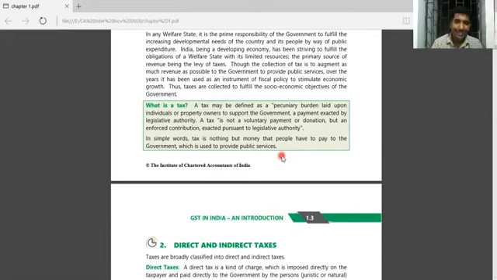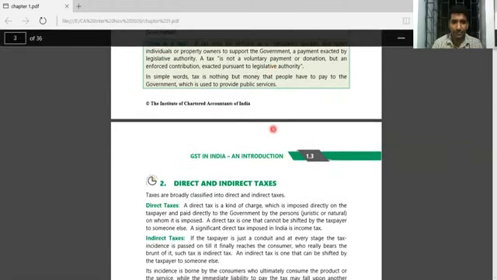How do they collect it? They collect it in the form of tax. So tax is levied on expenditures, tax is levied on incomes. So tax is a pecuniary burden laid upon individuals or property owners to support the government. So we are required to pay the tax to the government. So why does government require support from us? Government will receive the tax and they will implement the projects.